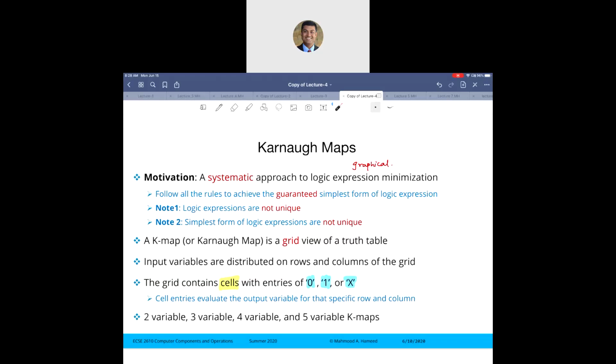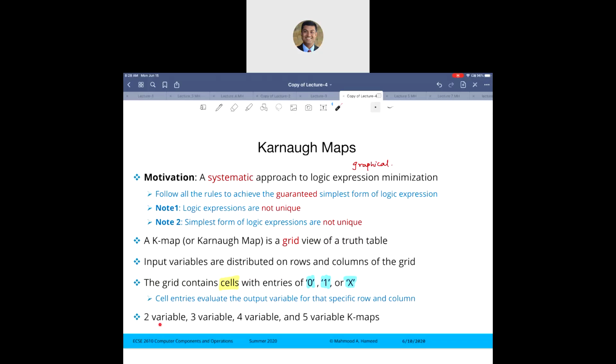And as you might be able to guess by now, you will have one K-map for one output variable. So if you have 5 output variables for a logic expression, then you will have 5 K-maps that result from that.